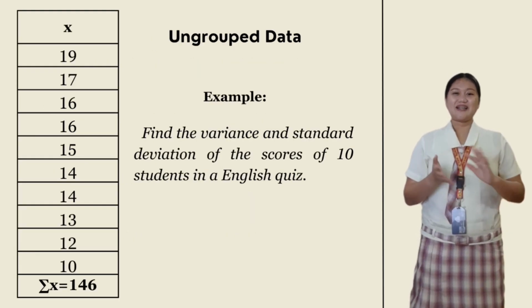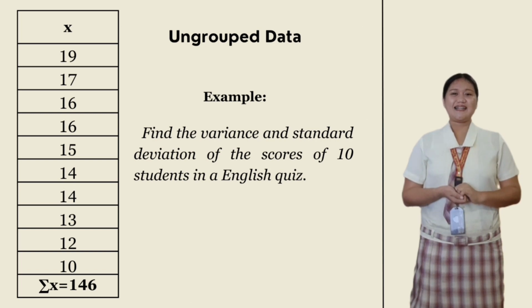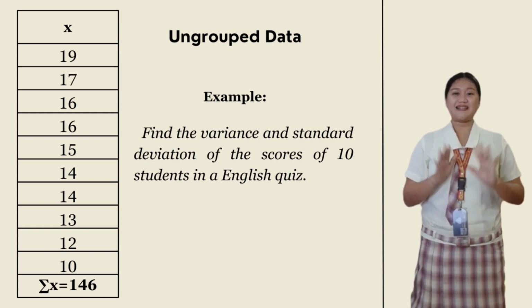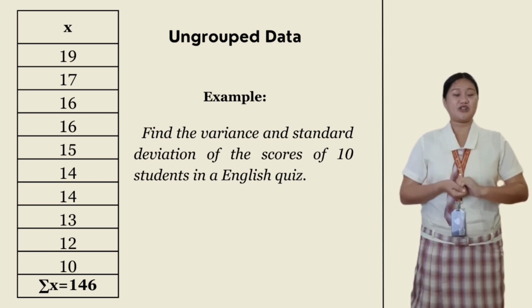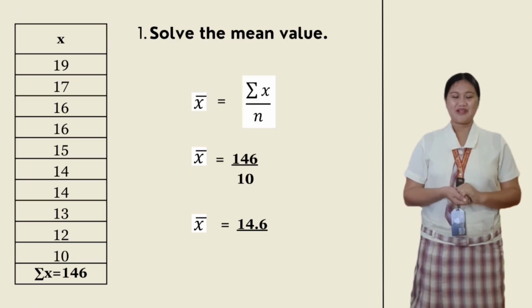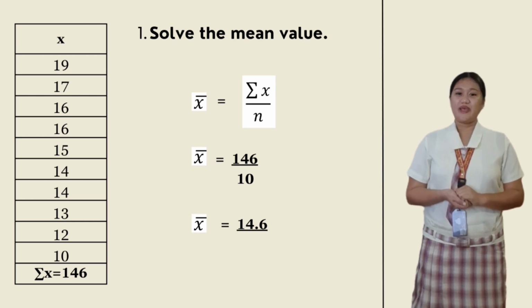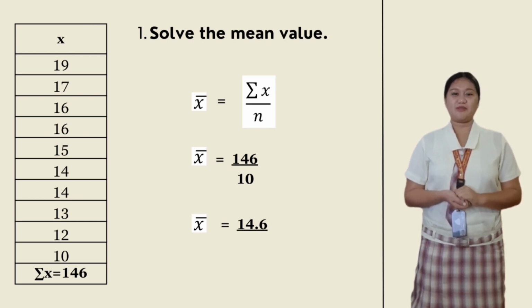And here is an example. Find the variance and standard deviation of the scores of 10 students in an English quiz. First step, solve the mean value of this data set. Let's use the formula of the mean for ungrouped data. So we have mean is equal to the summation of the scores divided by the total number of the data scores. So let's add up the data scores.